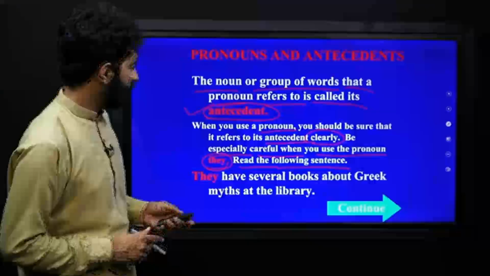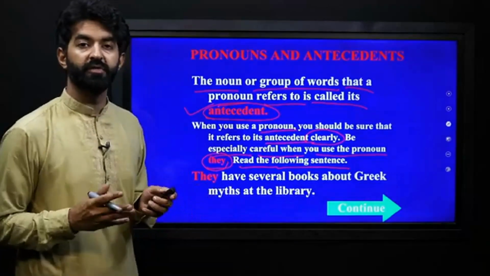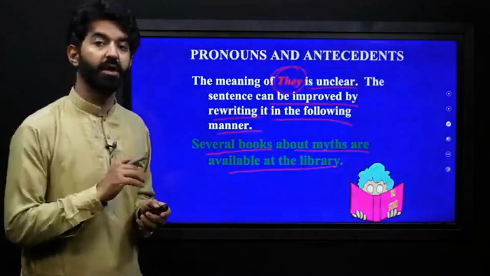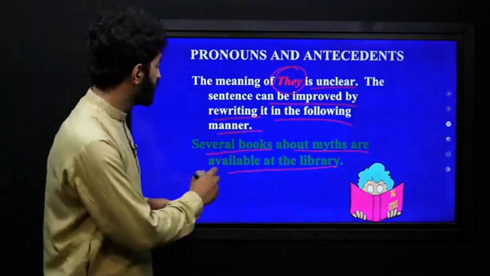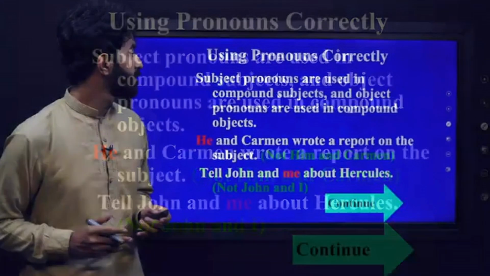So as you can see, when we used this one here, they have several books, it was not clear. So we omitted it, and now the new sentence is: several books about myths are available at the library. We do not have any confusion.